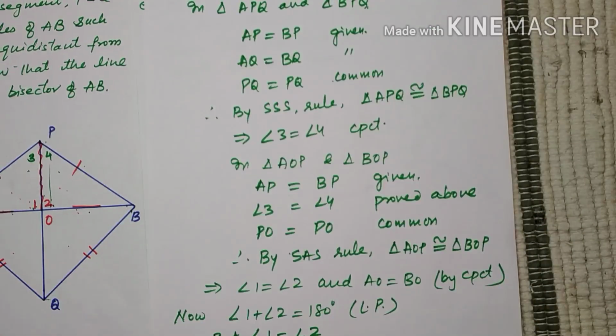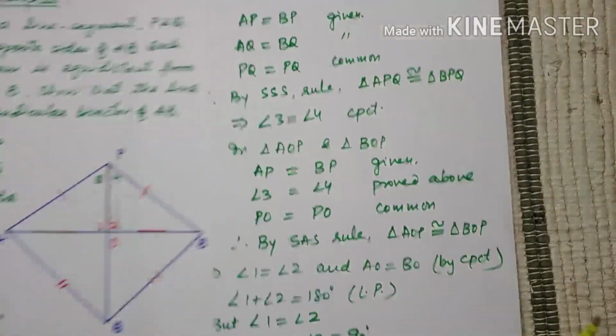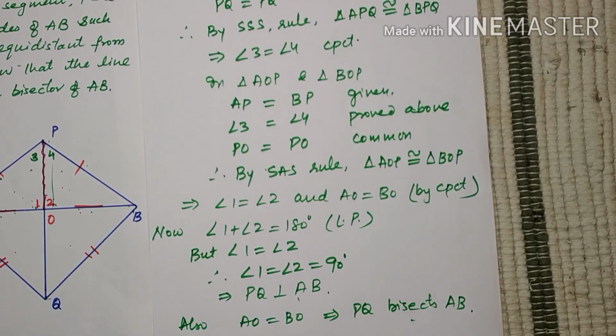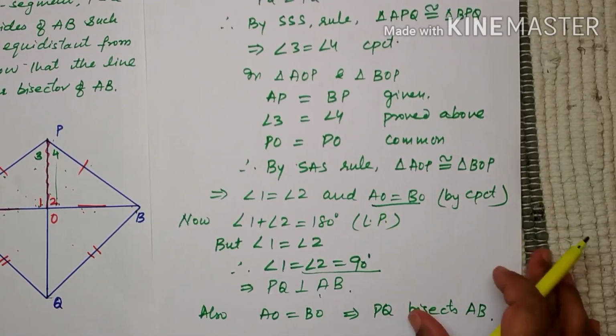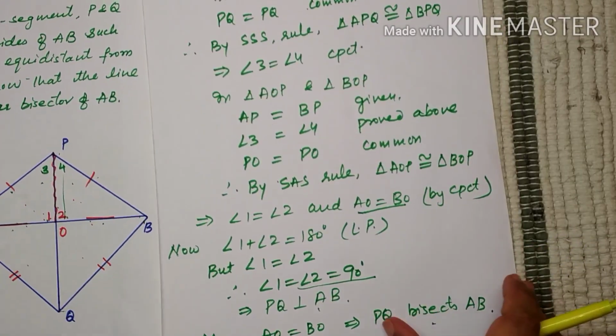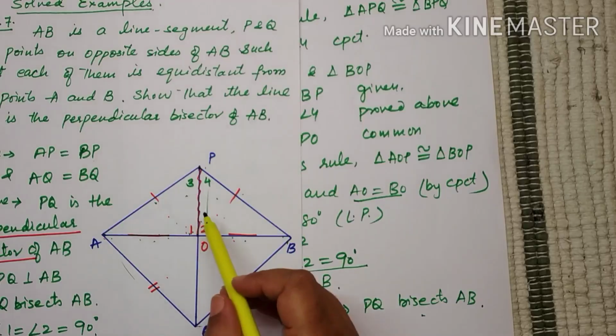Because we had already written down that we need to prove angle 1 equal to angle 2 equal to 90 and AO equal to BO, even if we do not write these things here, it is still okay. I have to prove this 90 and AO equal to BO, which we have done. So actually this question is the perpendicular bisector.